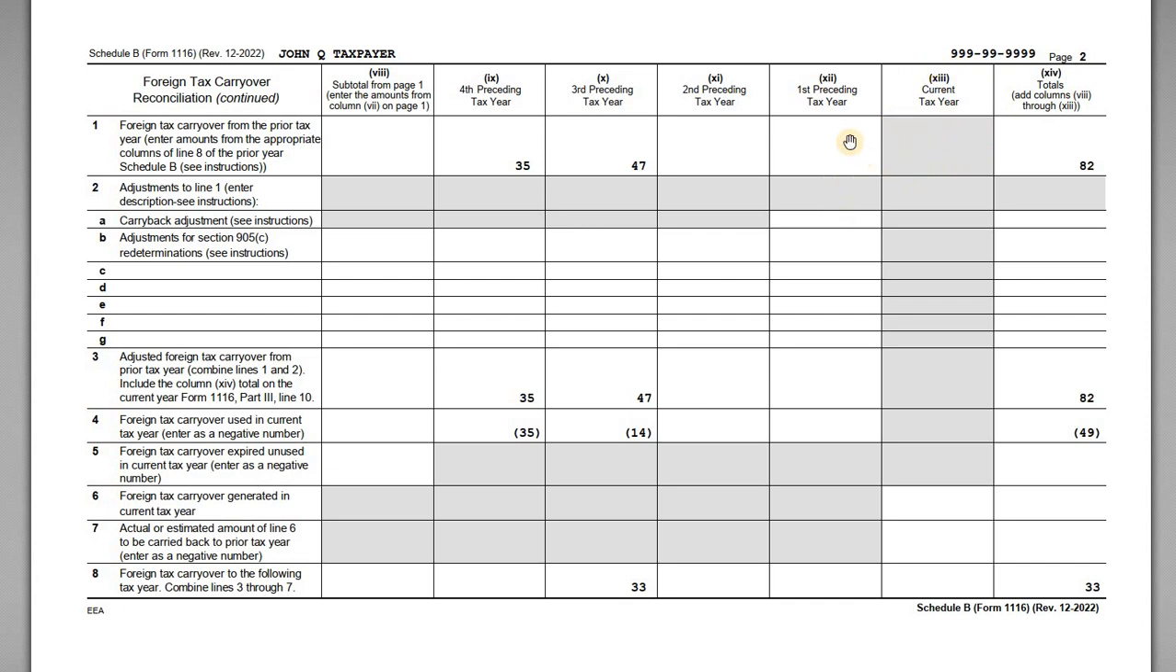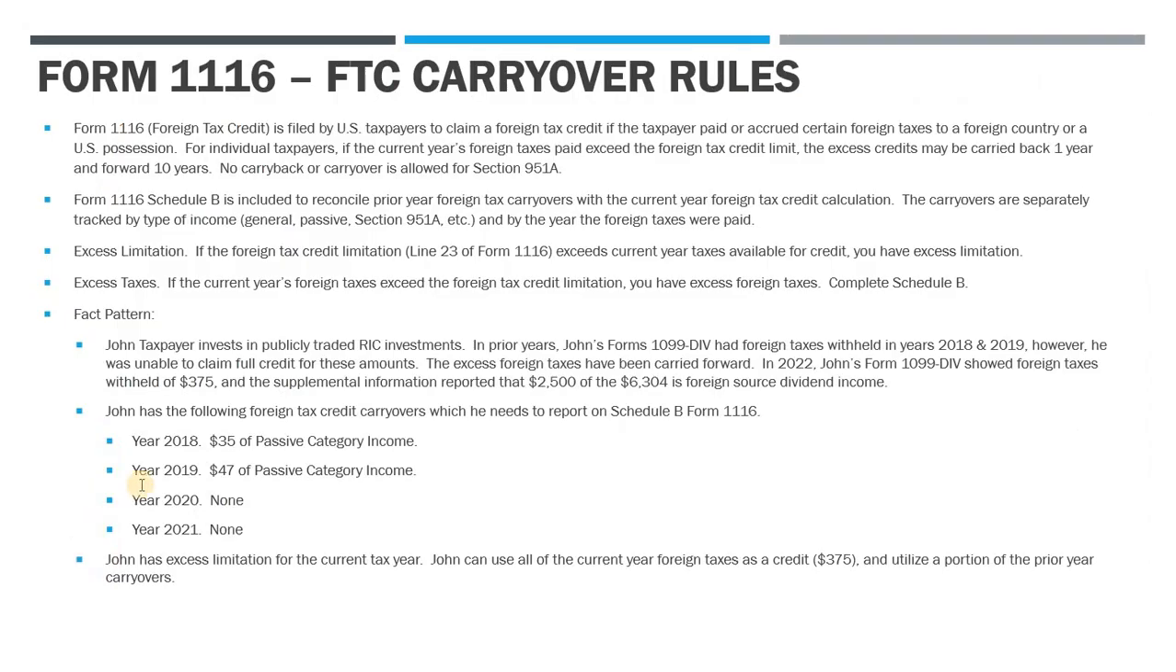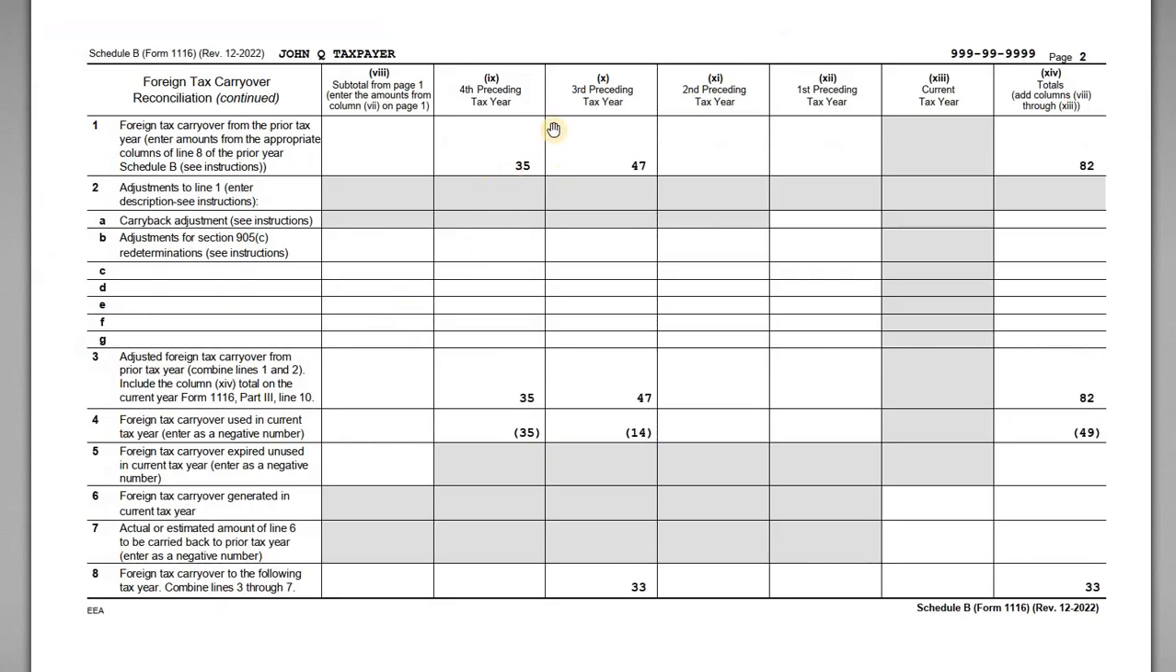So the first preceding year would be 2021. The second would be 2020, then 2019, and 2018. So on line 1, when we enter our FTC carryover from those prior tax years, think of it as, well, if this is the 2022 tax year, this is going to be 2018, and this is 2019. So in our fact pattern, we had $35 of carryover from 2018 and $47 of carryover from 2019. So we enter 35 for the 2018 column, 47 for the 2019 column.